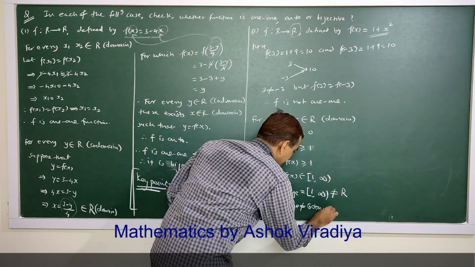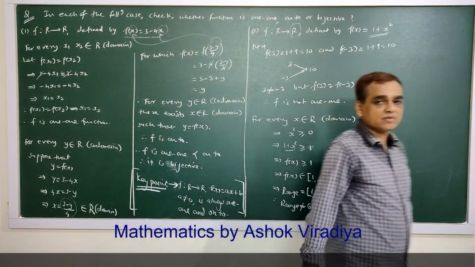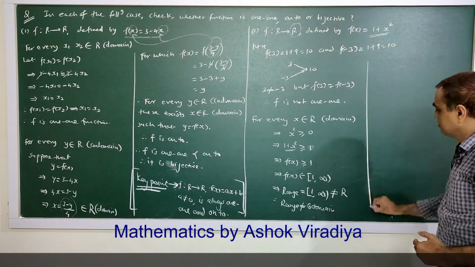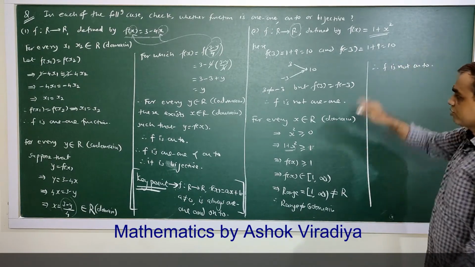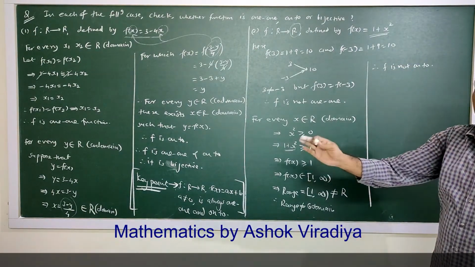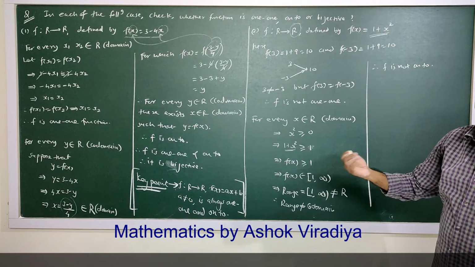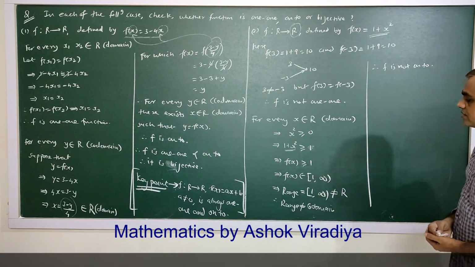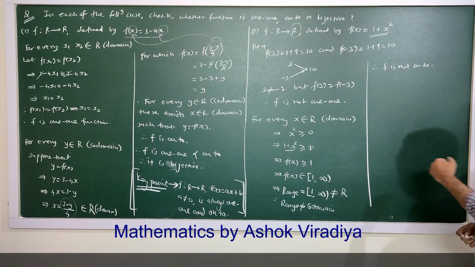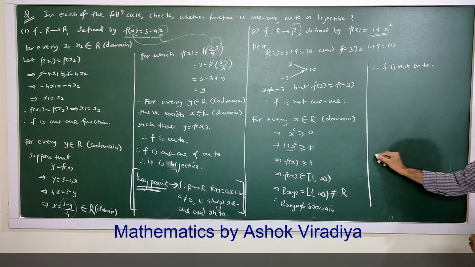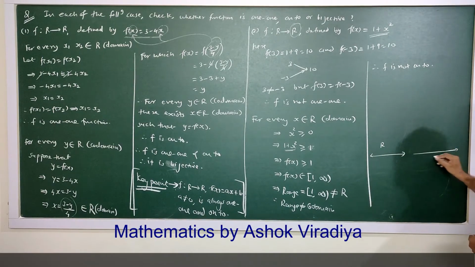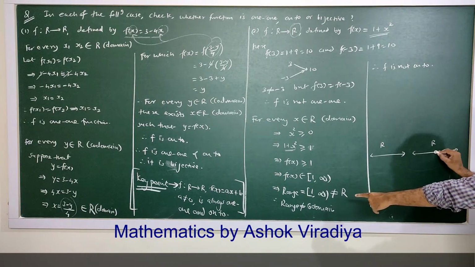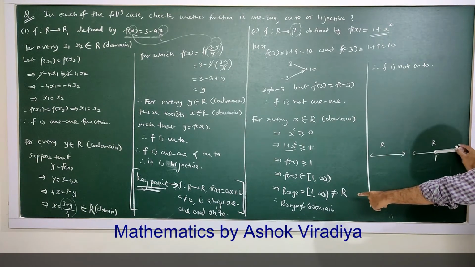Therefore, this function is not an onto function. So the function is neither 1-1 nor onto, so it is not bijective. So here the domain is R, the codomain is R, and the range is 1 to infinity. If this is 1, this is the range.